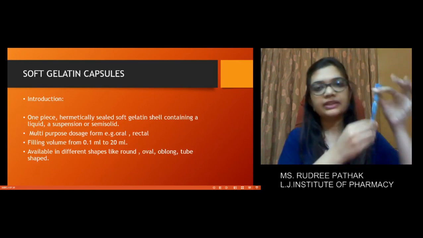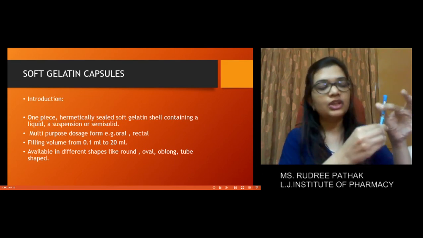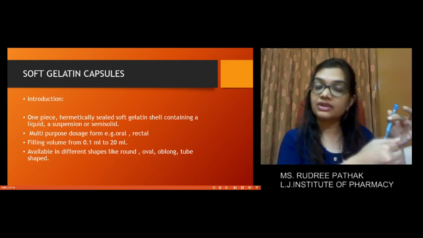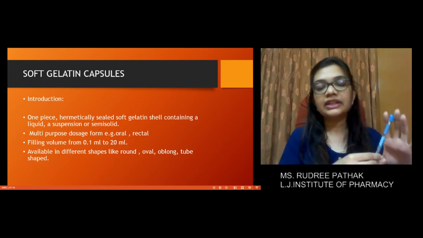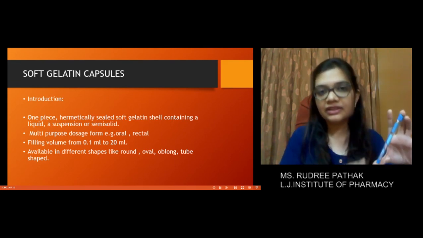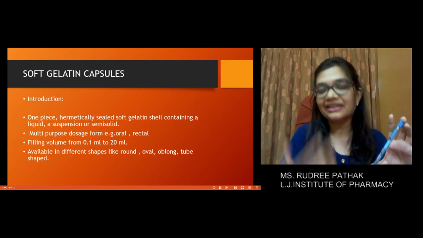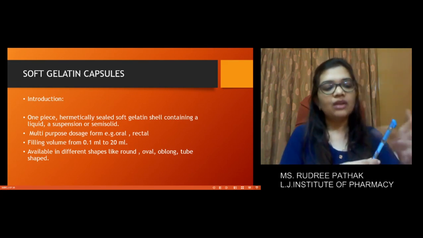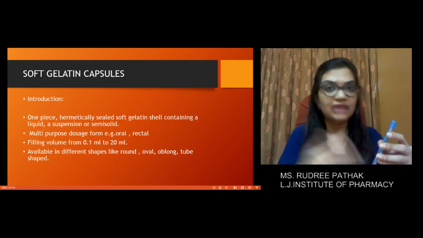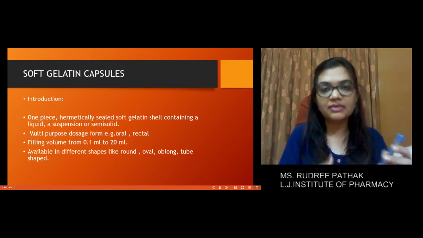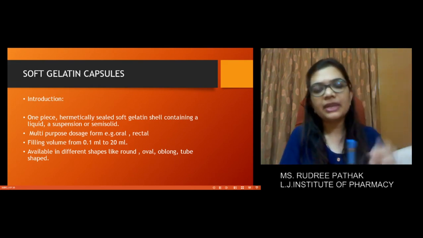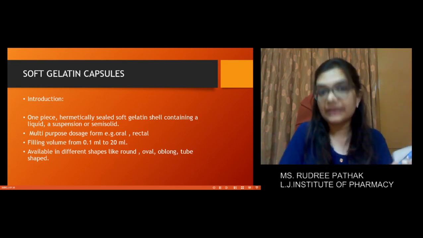Now, if we consider this pen as a hard gelatin capsule, you can separate the base and the cap, and the formulation is enclosed within. But in the case of a soft gelatin capsule, the entire product is sealed from all the sides. That is what we call a hermetically sealed dosage form. Depending on its route of administration, it is administered by nasal route, oral route, and sometimes even rectal route, depending on the type of disease. It can have a fill capacity between 0.1 ml to 20 ml.